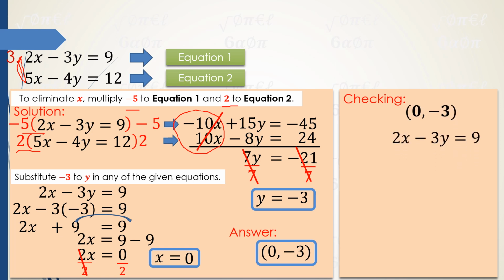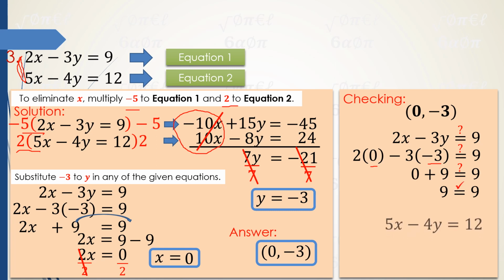So, the same pa rin ang checking. So, papalitan natin yung mga variables ng 0 and negative 3. X and Y correspondingly. So, yung X papalitan ng 0, yung Y papalitan ng negative 3. So, ito po yung nangyari. Instead of X, 0 na. Instead of Y, negative 3 na siya. Okay, will that be equal to 9? So, 2 times 0 is 0. Negative 3 times negative 3 is positive 9. So, equal ba yan sa 9? 0 plus 9 equals 9. 9 equals 9. Okay, correct.